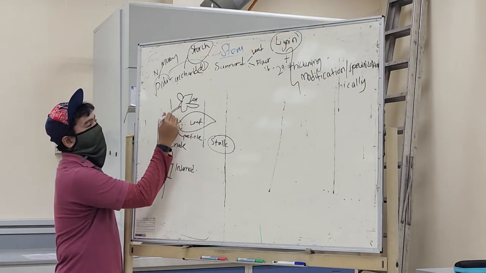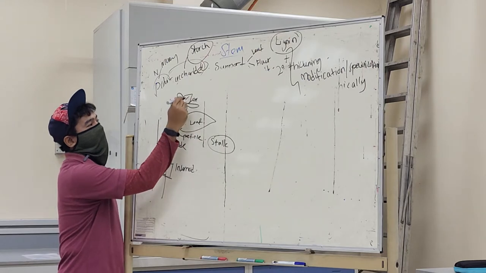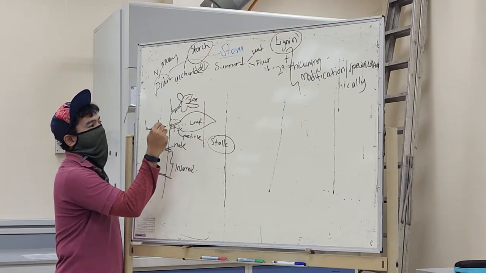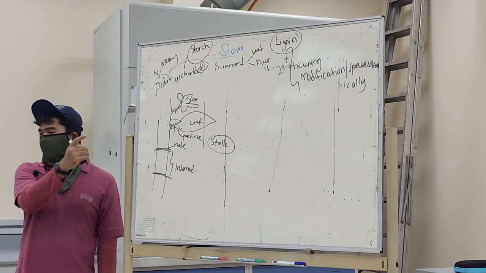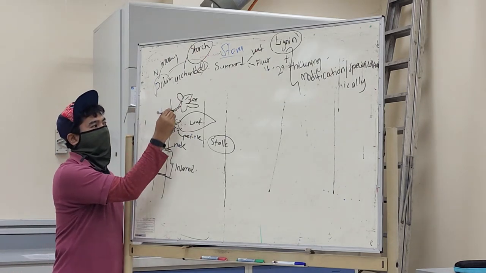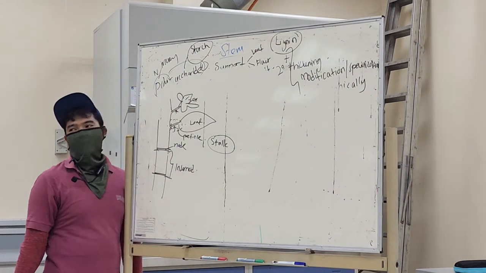Then it can also be the support for the flower. What do you call this? Everybody label this. You should know. What do you call it?